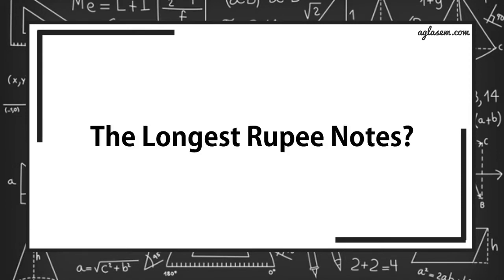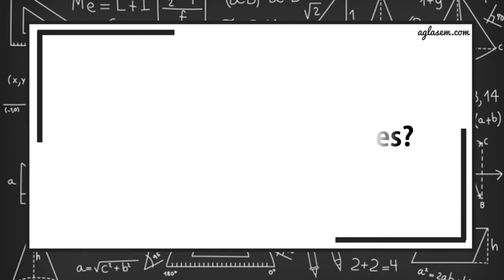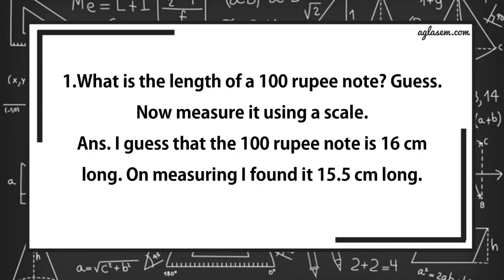Further, the longest rupee notes. Here question number 1 says, what is the length of a 100 rupee note? Guess. Now measure it using a scale. So the answer is, I guess that the 100 rupee note is 16 centimeter long. On measuring, I found it 15.5 centimeter long.